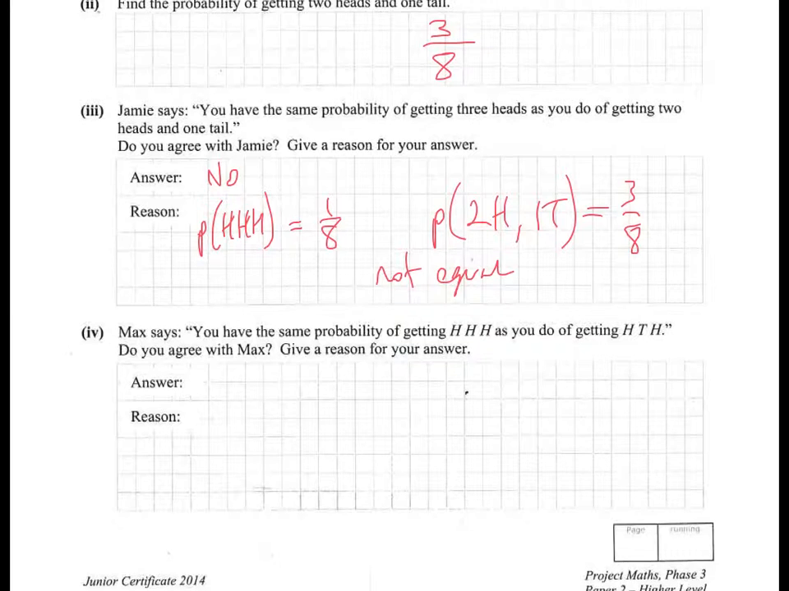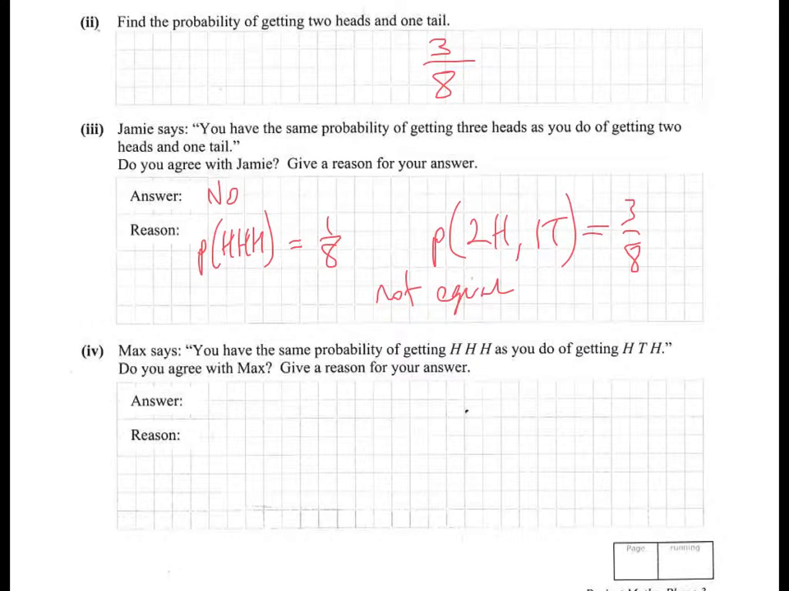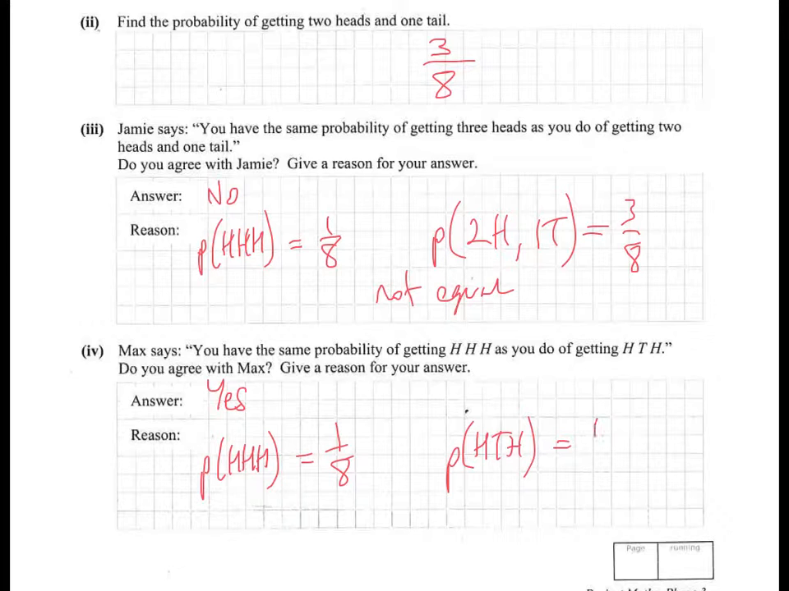And the last part of this is asking a similar question. You can see the similarities that are there. Max says you have the same probability of getting a head, head, tail as you do of getting a head, tail, head. So it's being quite specific. The order there, head, tail, head, is a specific order. And the answer to this question is yes, the probability is the same, because the probability of head, head, tail is 1/8, and the probability of head, tail, head, well, if you remember from the diagram at the top of the page, there's only one instance of head, tail, head in that order. It's 1 out of 8, so the probabilities are equal.